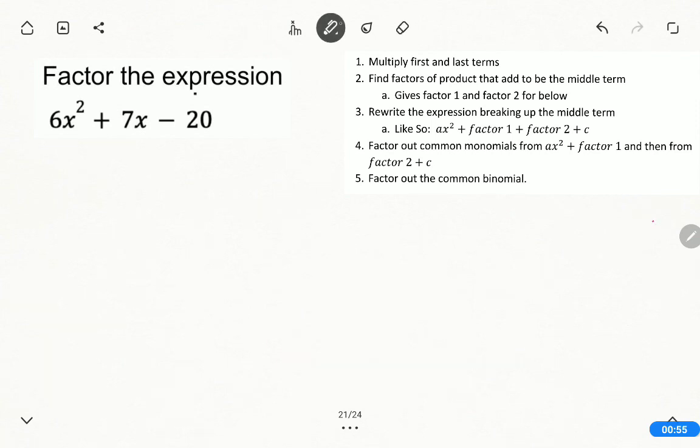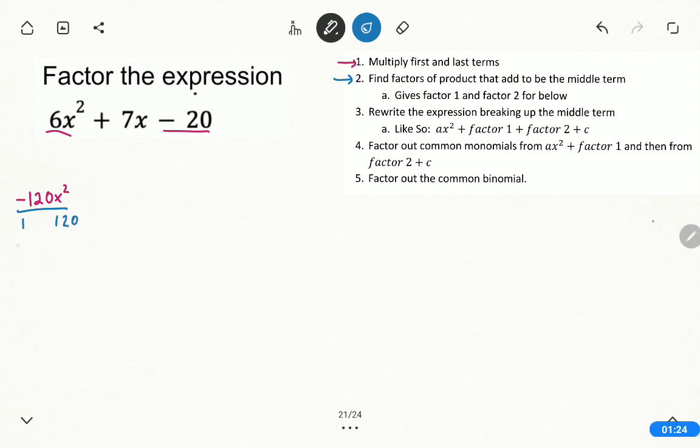So we're going to start the guess and check process, which I have the steps listed here. So we'll multiply first and last, 6x squared times negative 20, to get negative 120x squared. Second step is to find factors of this product that add up to be the middle term. If you have a hard time doing this, just make a list of factors. You don't have to make this list, but it can be helpful if you struggle.